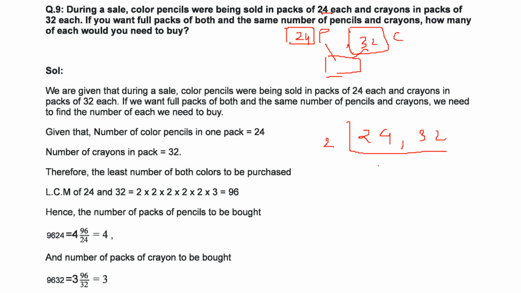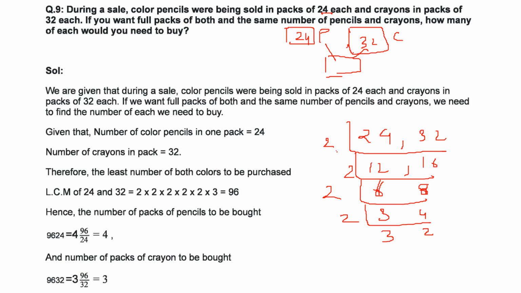2: 12 and 16. 2 sixes are 12, 2 eights are 16. Now let us apply 2 again. 2 threes are 6, 2 fours are 8. And then 2 again. So 2 to the 4, and 3 remains here. So 2 into 2 into 2 into 2 into 3 into 2, which is this one. So 96 is our LCM. This is how you do it. You just have to multiply all these numbers and you get the LCM.